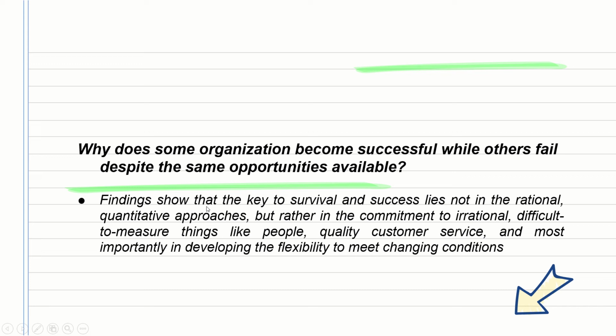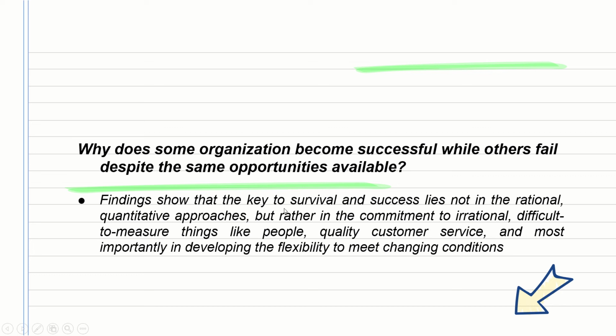Ang ibig sabihin nito sa tanong na why does some organization become successful while ang iba, they fail? Now, ang sagot doon is that the organization can survive and can succeed not only for the reason that they have these rational quantitative approaches, ang ibig sabihin, these detailed approaches, this organized way of doing things in the company, these measurable things that we do in the company like the goals and etc.